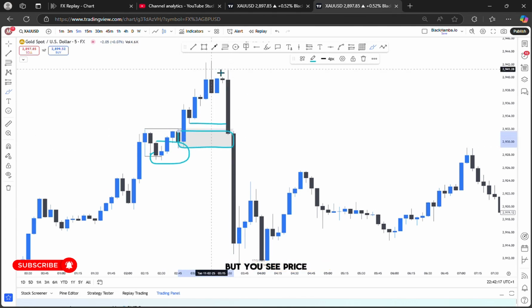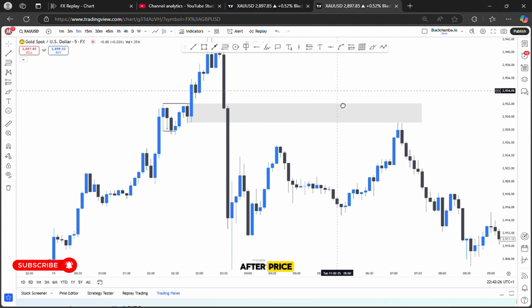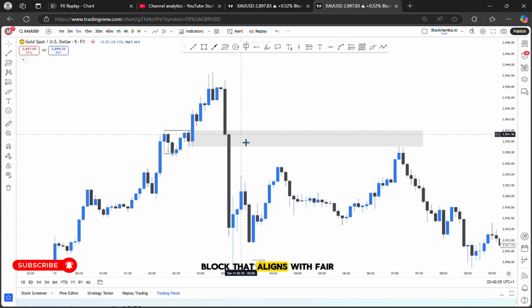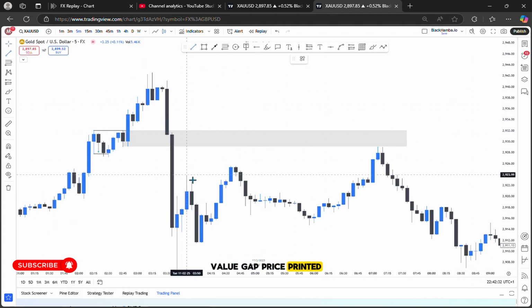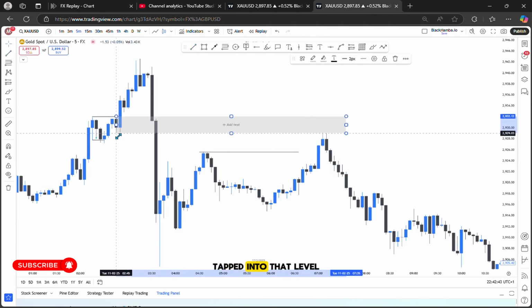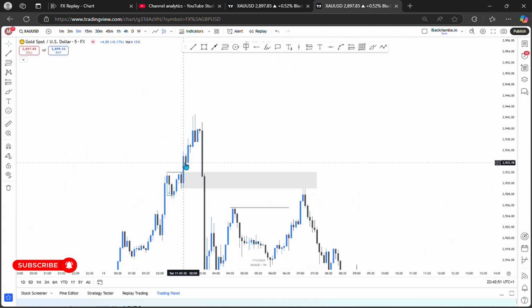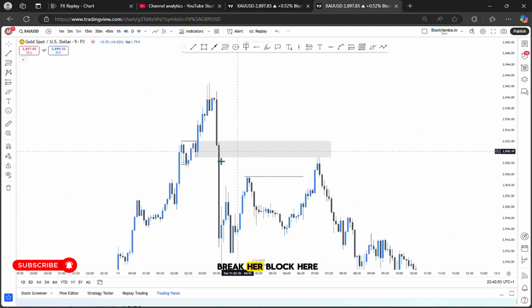But you see, price validated that demand aggressively, giving us a breaker block. After price gave us a breaker block that aligns with a fair value gap, price printed an inducement. And you see price came back, tapped into that level and started selling to the downside. This is another valid breaker block here.